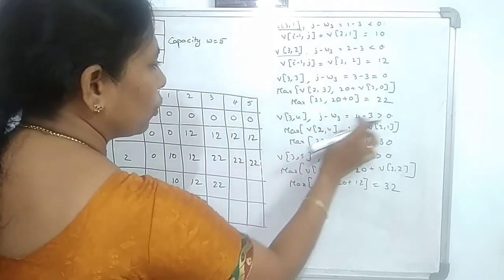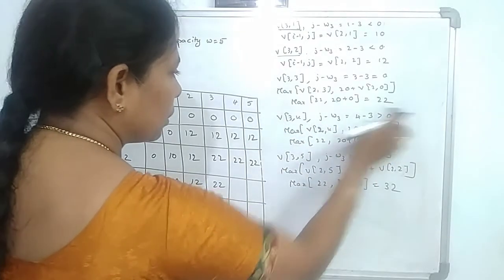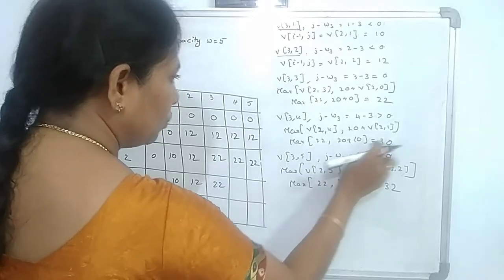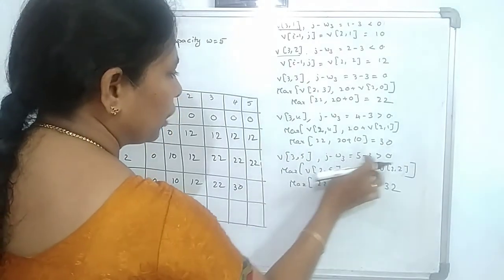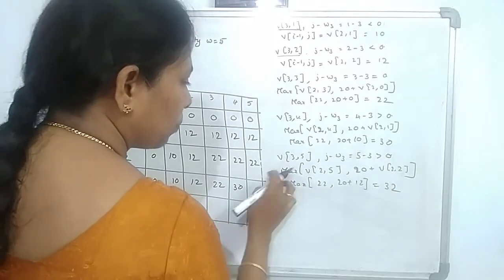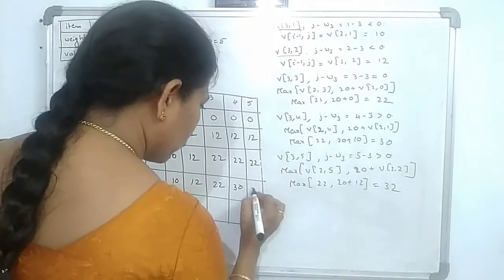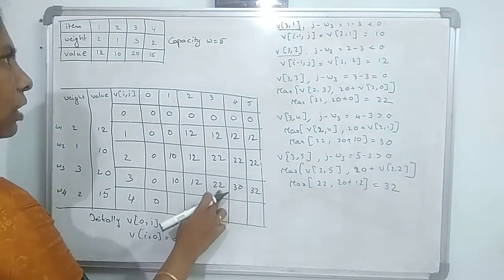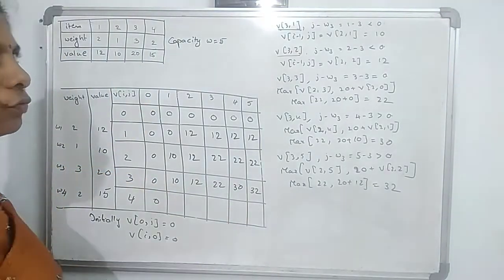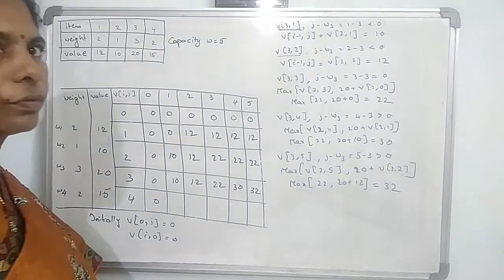Next V of 3 4, j minus W3, 4 minus 3 greater than 0. If it is greater than 0 you can apply the equation and calculate the value. That value is 30. Next 3 5, 5 minus 3 greater than 0. So again you can apply the equation and calculate the value, 32. So these are the values of the third row. Now calculate the values of 4 1, 4 2, 4 3, 4 4, 4 5.